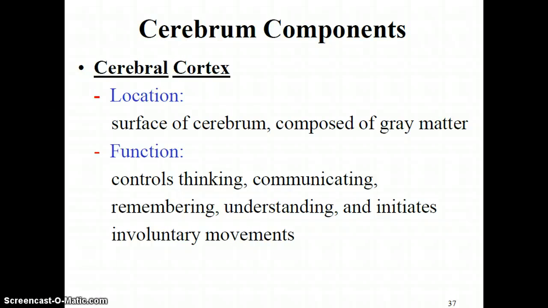Some of the characteristics of the cerebrum and its components: the cerebral cortex, which is the superficial, exterior-most portion, and it is formed of gray matter, which, as you all know, and if you were in class with me face-to-face, you would be telling me that this is the unmyelinated portions. The functions of the cerebral cortex are to control thinking, communicating, remembering, understanding, and to initiate also involuntary movements. So this is a huge job.